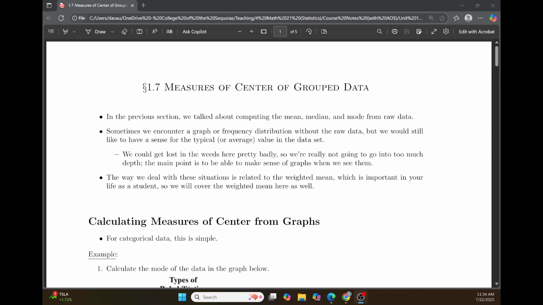But the second reason that I want to cover this material is because the way that we calculate measures of center from grouped data is very similar to the way that we compute something called the weighted mean. And the weighted mean is actually very important to your life as a student. Your GPA, for example, is a weighted mean. And so I just think that for your life as a student, it's important for you to understand a little bit about weighted means, and therefore it just makes sense to talk about measures of center of grouped data.